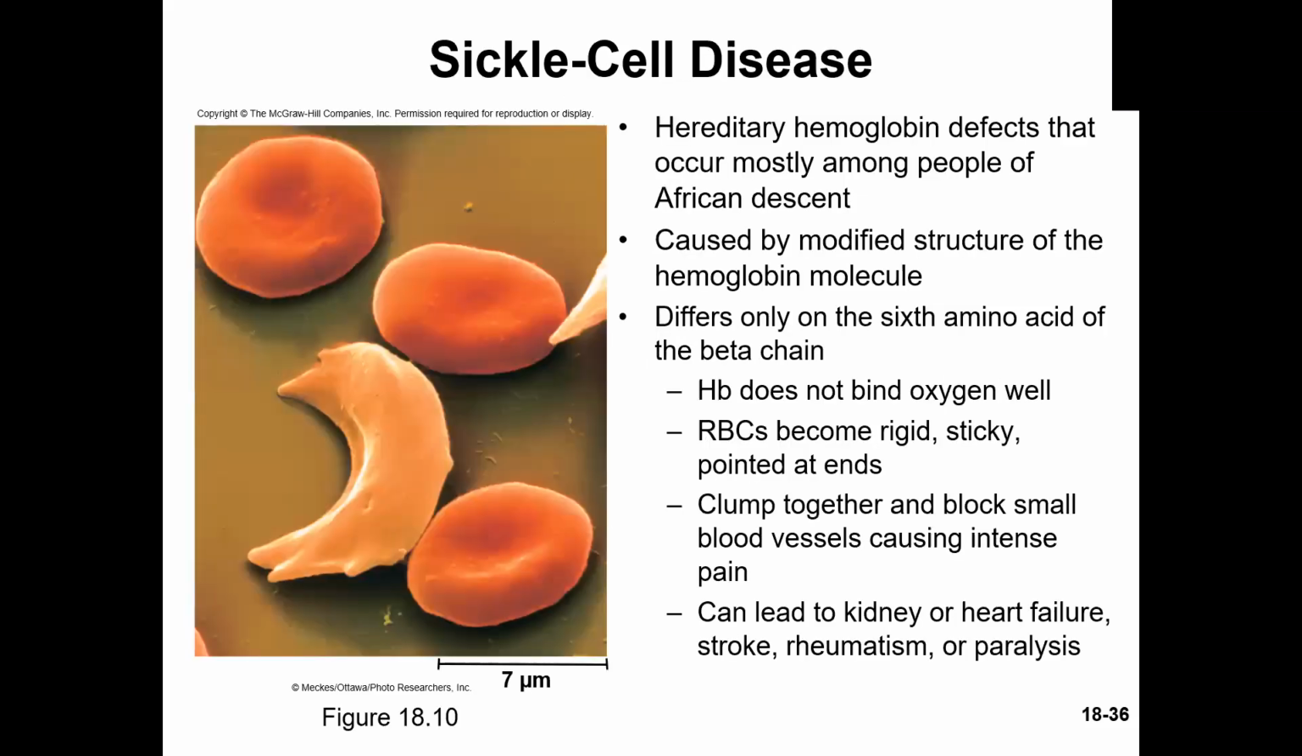Sickle cell anemia is a genetic aberration of the shape of the red blood cells. It's usually in people of African descent, where the hemoglobin does not bind oxygen well. The shape of the cell makes it rigid and sticky, and they can clump together and block vessels. So this can cause a lot of pain, but this can also cause or lead to really anything that would be like polycythemic in nature.